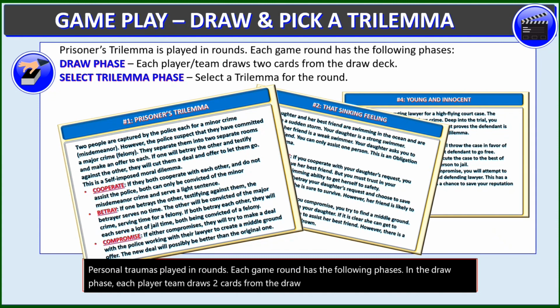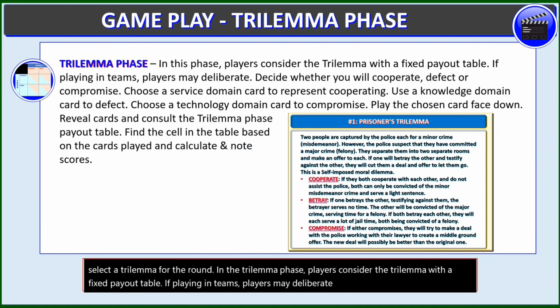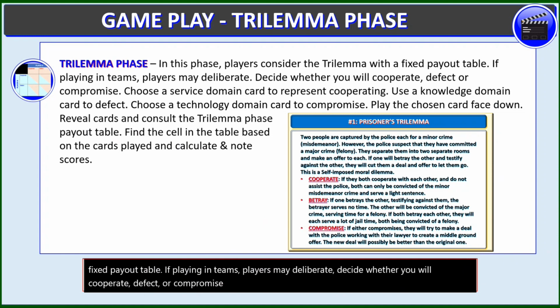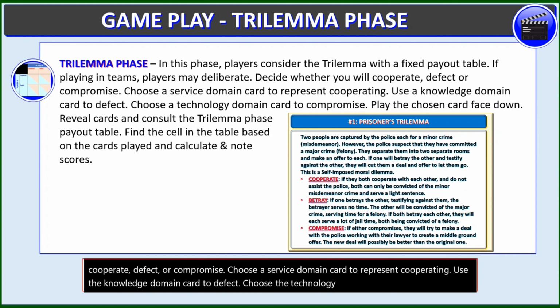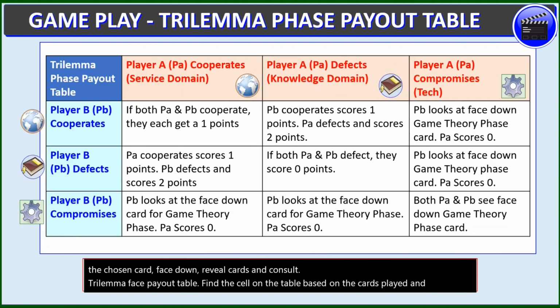In the select trilemma phase, you'll select a trilemma for the round. In the trilemma phase, players consider the trilemma with a fixed payout table. If playing in teams, players may deliberate. Decide whether you will cooperate, defect, or compromise. Choose a service domain card to represent cooperating. Use a knowledge domain card to defect. Choose a technology domain card to compromise. Play the chosen card face down. Reveal cards and consult the trilemma phase payout table. Find the cell on the table based on the cards played and calculate and note scores.